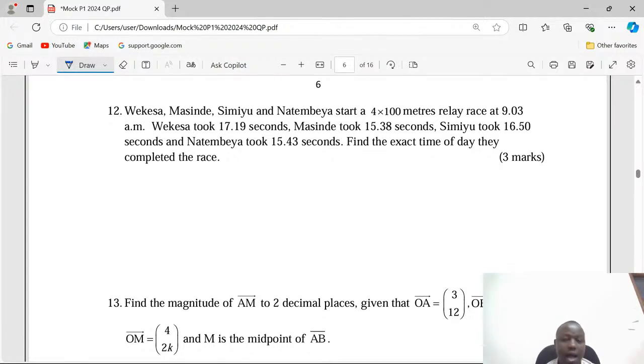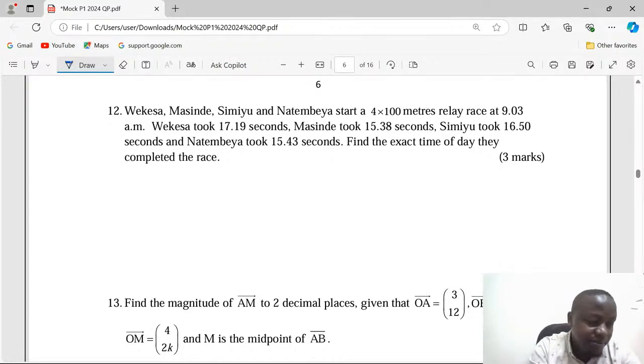Some of these questions are based on time, and we are simply handling time taken to complete a given race. That means basically we shall be adding time. But when a student is not very keen, they find themselves missing these questions because they need a very high level of precision. A student must know what they are doing. Don't just get into the doing without first understanding what you are doing.